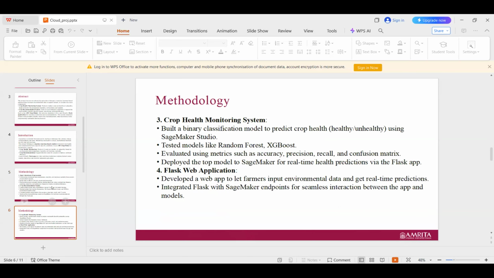For crop health monitoring system, we created a binary classification model. We used random forest and XGBoost, both known for high performance with structured data. After testing, we deployed the top model on SageMaker, enabling real-time crop health prediction in the Flask app. We then built a Flask web application allowing users to input environmental conditions and get real-time crop health and recommendation results. Flask was chosen for its lightweight nature and easy integration with SageMaker endpoints, making the interaction seamless and fast.